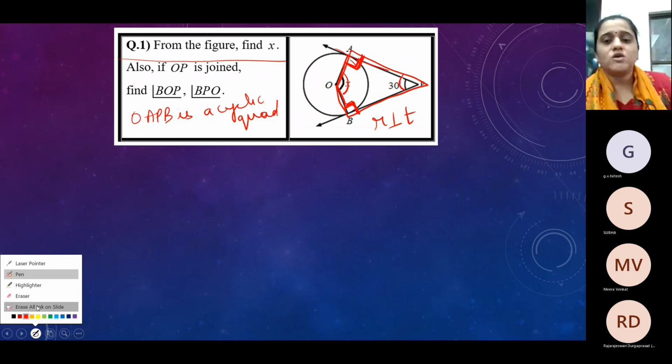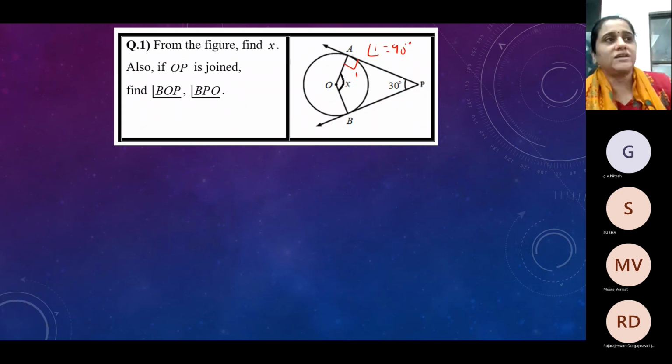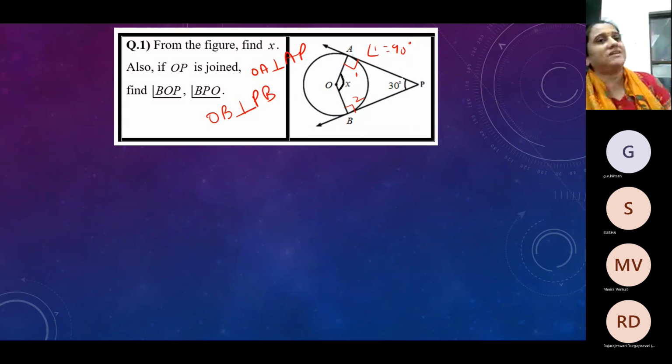You must write that this angle, you can mark it 1, angle 1 is equal to 90 degrees. Why? The radius OA is perpendicular to the tangent AB by the theorem. Then angle 2 is 90 degrees. Why? Because the radius OB is perpendicular to the tangent PB by the theorem. Now opposite angles 1 plus 2 is equal to 90 plus 90, 180, supplementary. So OAPB is a cyclic quadrilateral. If this one adds up to 180, 360 minus 180 is 180, so this one also will add up to 180. So that's how you do it.